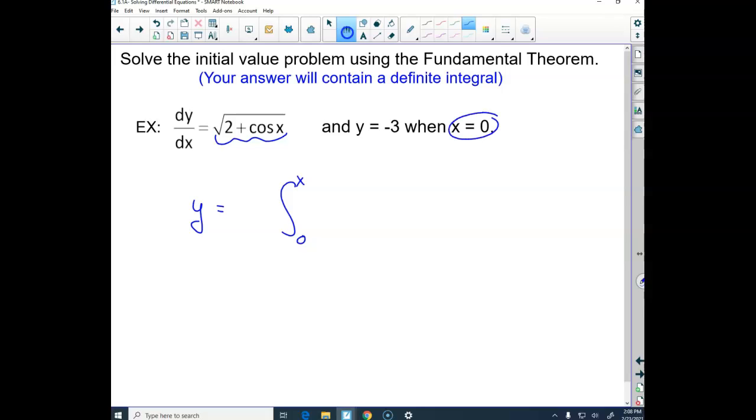But if I have x up on my integral, I have to have a dummy variable. Usually I use t, because the variable in your integrand cannot match the variable on your integral, so that's a dt. But when I plug 0 into here, I need it to output -3. So remember, when I plug a 0 into the x, this is accumulating 0 area right here.